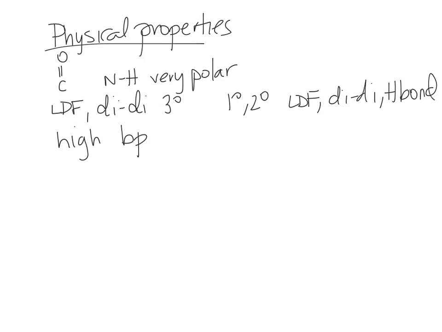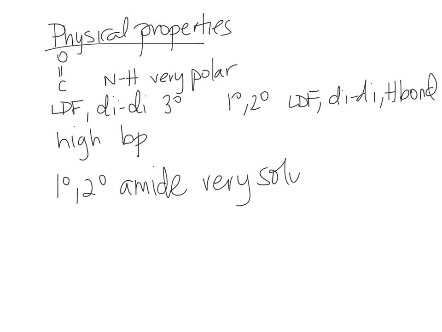In terms of solubility in water, the primary and secondary amides can hydrogen bond with water, so are very soluble if they have a small number of carbons. And the tertiary is soluble because it can accept hydrogen bonds on its nitrogen. So if they're small, amides are soluble in water.